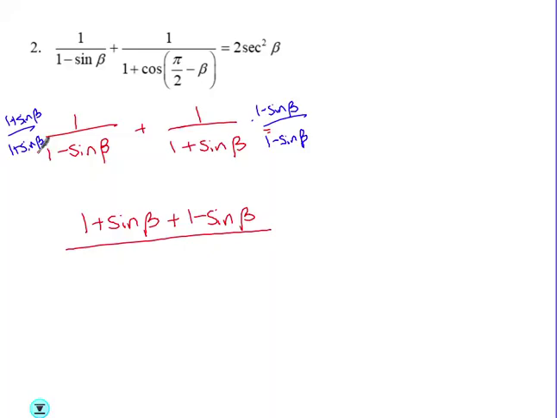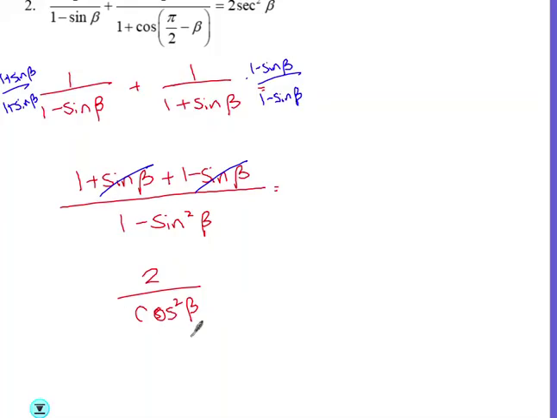and if you multiply 1 plus sine of beta times 1 minus sine of beta, you get 1 minus sine squared beta. Now, sine of beta and negative sine of beta will cancel, so I have 2 in the numerator. And I know from my Pythagorean identities that 1 minus sine squared of beta is cosine squared beta.